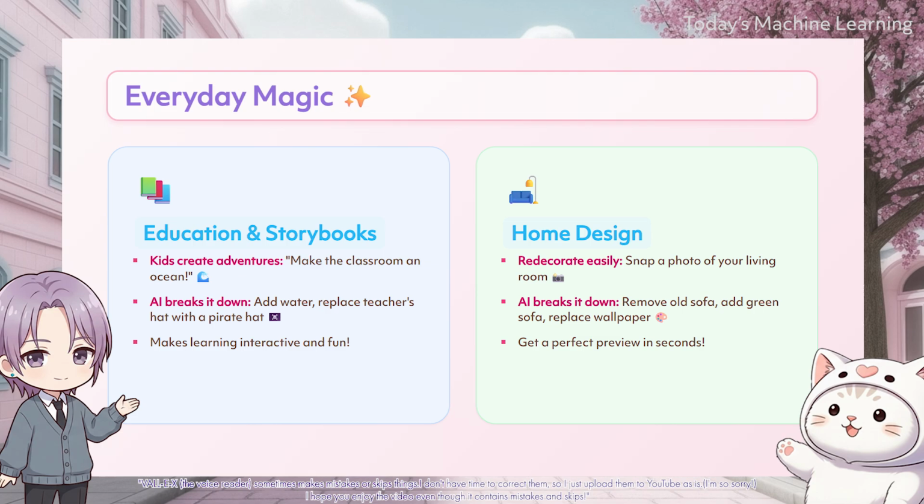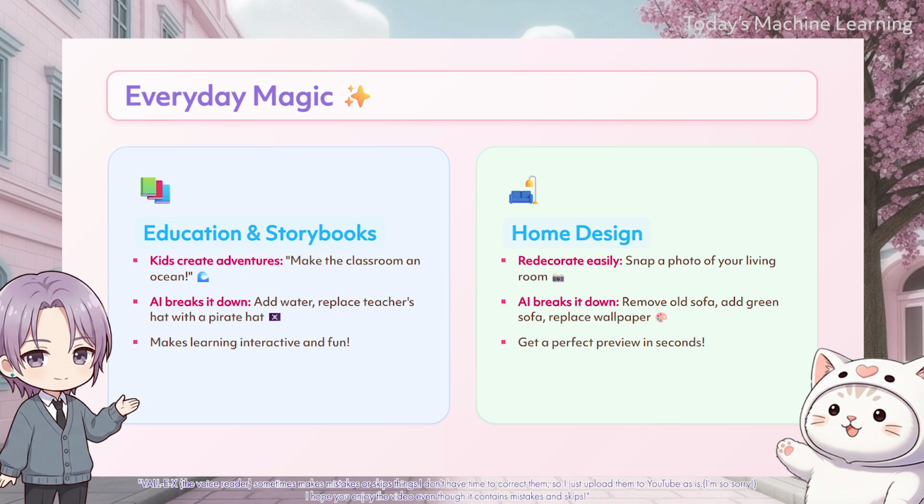I can think of 3 wonderful examples where this could change the world. First, think about learning and education. Imagine a digital storybook where children can create their own adventures. A child could type an instruction like, make the classroom look like it is under the ocean, and give the teacher a pirate hat. Because the Meta-task system understands exactly how to break this down into adding water and replacing the hat, it can instantly create beautiful and accurate illustrations for the story. This would make learning so much fun and interactive.